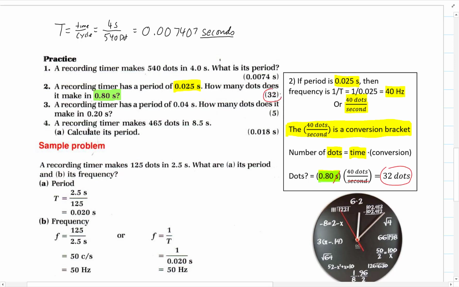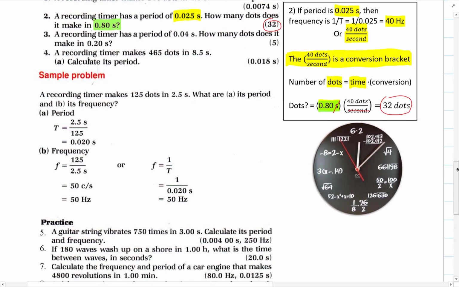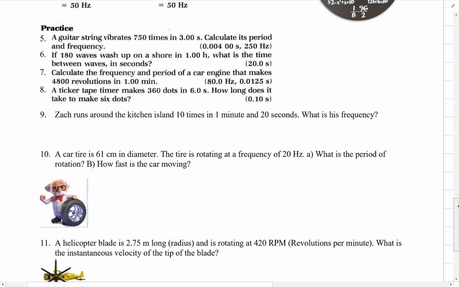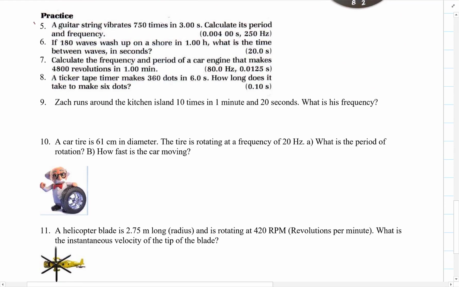Yay, got it right. So try the rest. This is good physics here, good period and frequency ones that are really good to pay attention to. Number 5, common question. Number 6, common. And number 9, I've seen that even on the final exam, something exactly like that. Okay, so this is a sample.